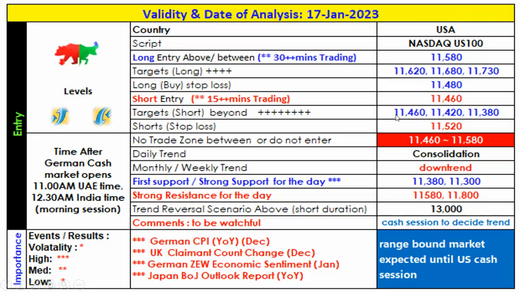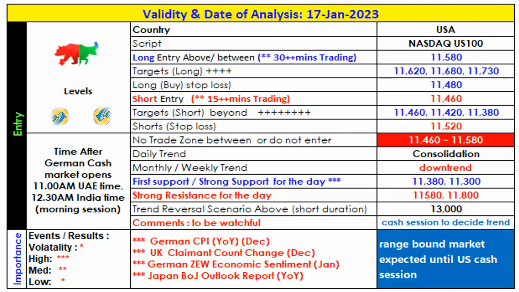Long stop losses can be 11,480 in case you see some swings. Rather, if you can, 11,460 will be better, because the chances are that it can come to those levels before that. The weekly trend is on an uptrend. If it's 11,580 and beyond, if it wants to move.